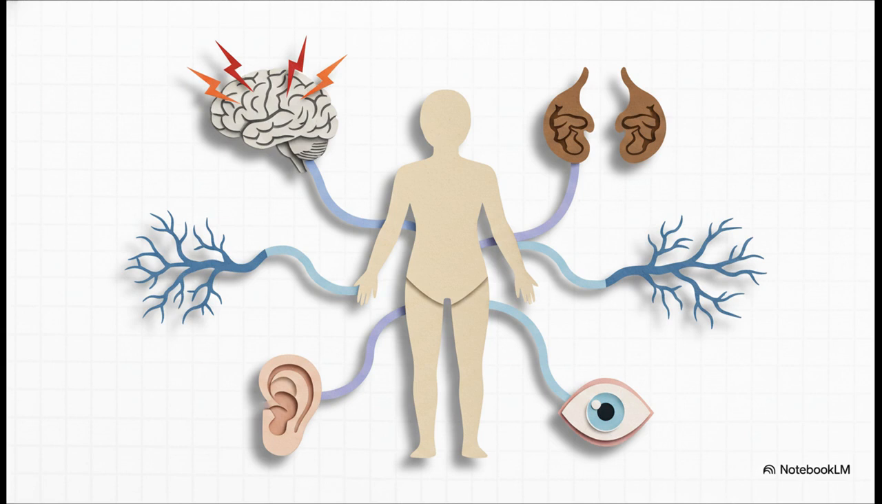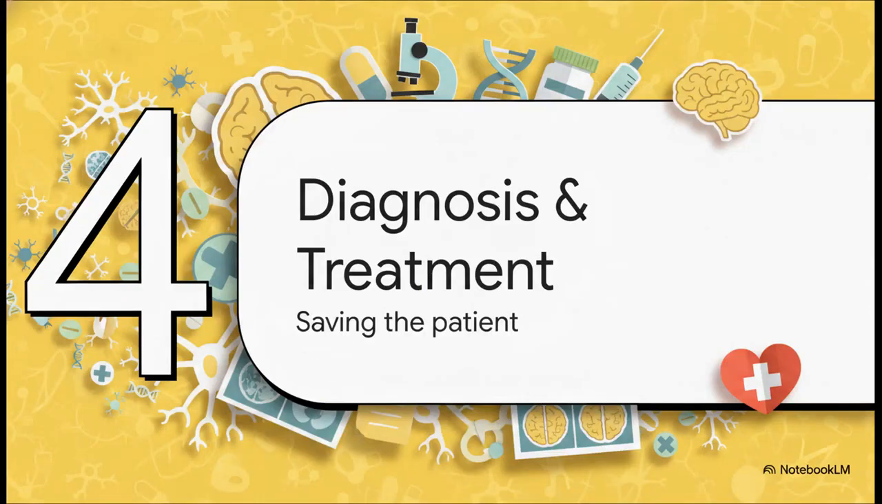We also see spinal cord involvement leading to a spastic gait and bladder dysfunction, and even testicular involvement causing hypogonadism and infertility in the adult forms. It really is a multi-system failure driven by just one metabolic roadblock. This brings us to part 4, diagnosis and treatment.